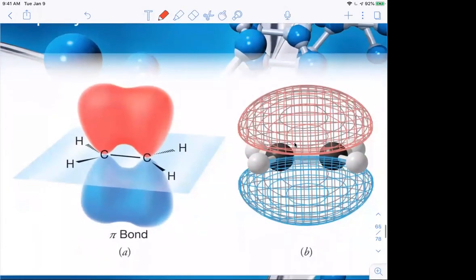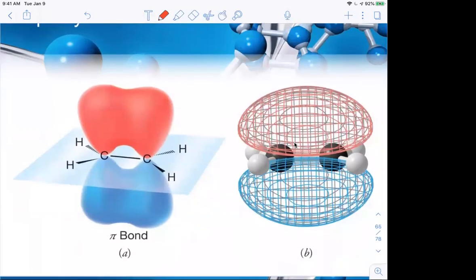So this is what it's going to look like. That's the pi bond just by itself. I have this head-to-head overlap. I have those electrons in that pi bond, and then this is actually sort of the molecular orbital treatment that we're not going to really worry about.